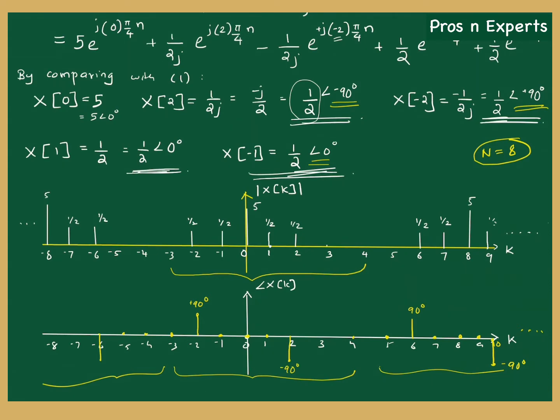So you can always do 2 minus 8, that means -6. So this sample repeats at 2 minus 8, that means -6. We can have another example at -2 with 90 degree, so -2 plus 8, that means at 6 you can have 90 degree. So that repeats at every n equal to 8 samples. So this is the phase plot.